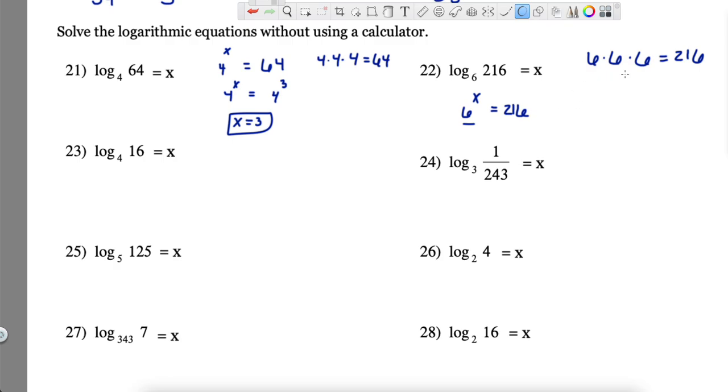If you take your calculator and just start dividing by 6 and keep going, you'll see there's 3 of them. If you don't quite see it, just start dividing 6 into the number, and we see it goes in. 6 times 6 times 6 is 216, so x is 3.